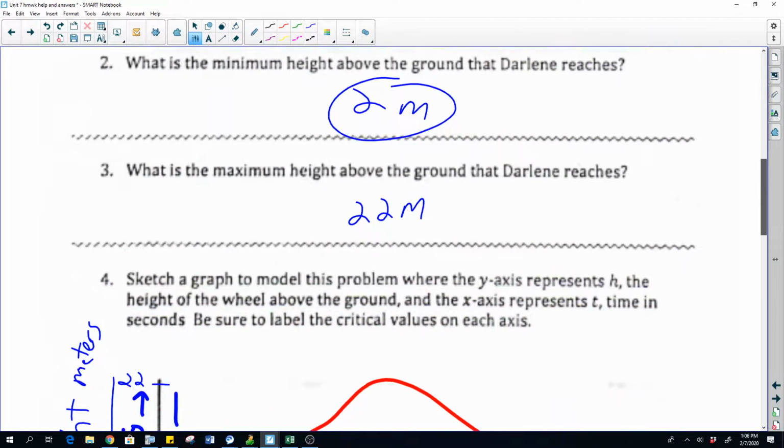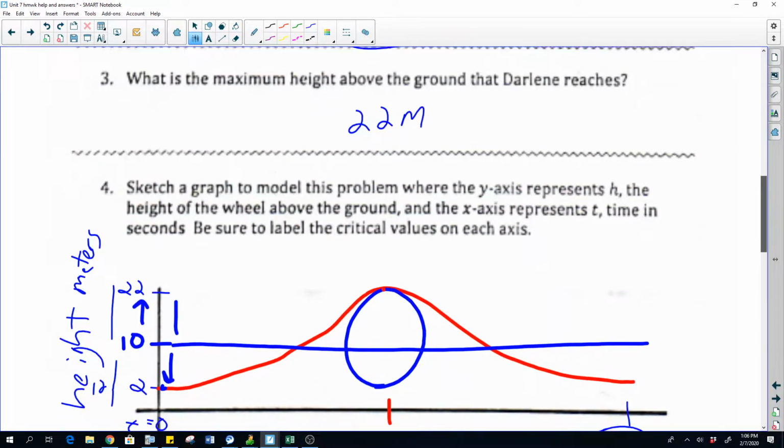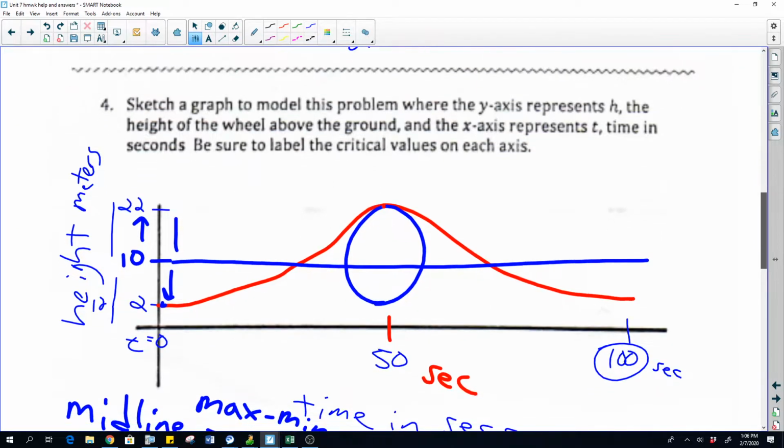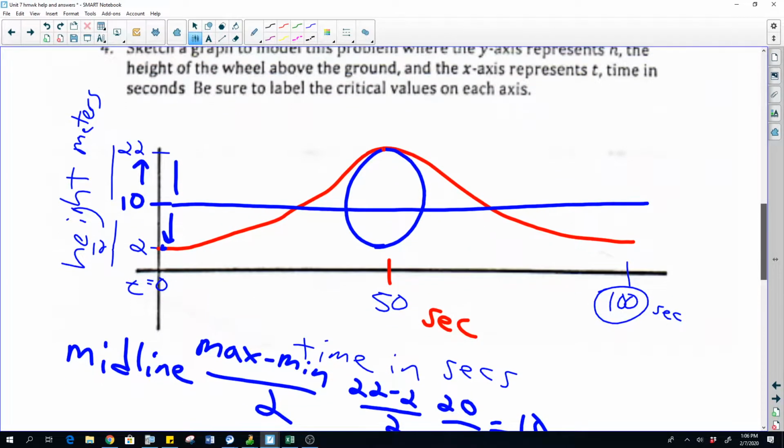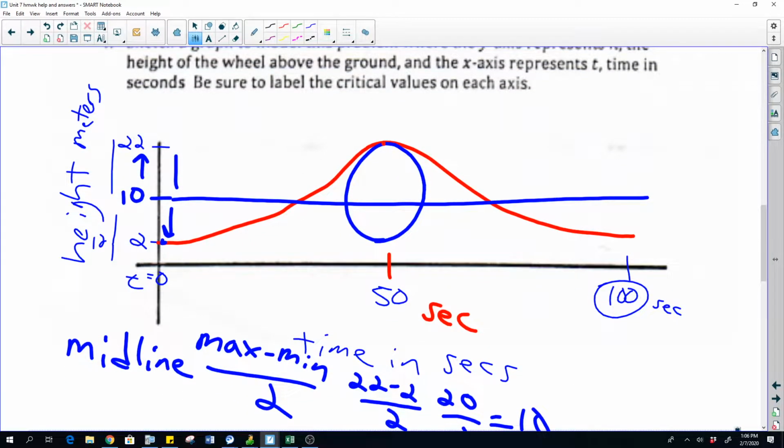Good. Okay, then it says sketch a graph to model this problem where the y-axis is h. So we went ahead and sketched this graph just like this. So this wheel basically represents Darlene. Can you see her in the red dot there? She's waving to you. Hi guys. What's up, Darlene?